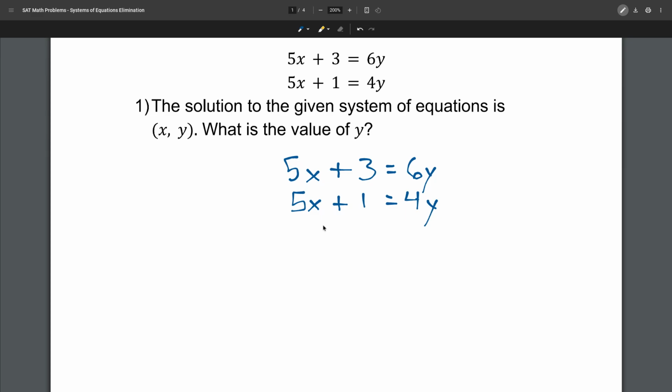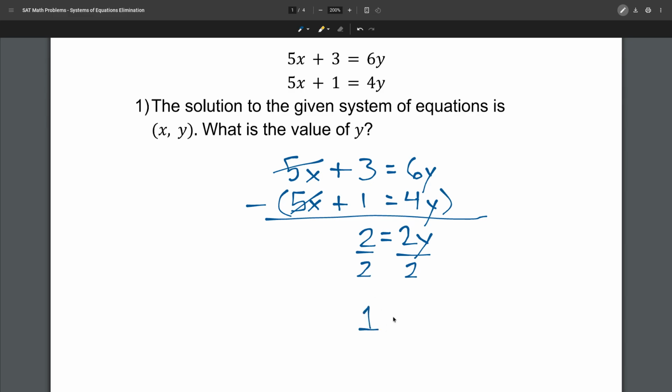Now if I subtract the bottom equation from the top equation, I'm going to eliminate the x variable because 5x minus 5x is 0, and I'm going to be able to solve for y very easily. So like I said, 5x minus 5x is 0, 3 minus 1 is 2, and 6y minus 4y is 2y. I can now solve for y by dividing both sides by 2. 2 divided by 2 is 1, and again 2 divided by 2 is 1. 1y is just y. So in this one, y equals 1.